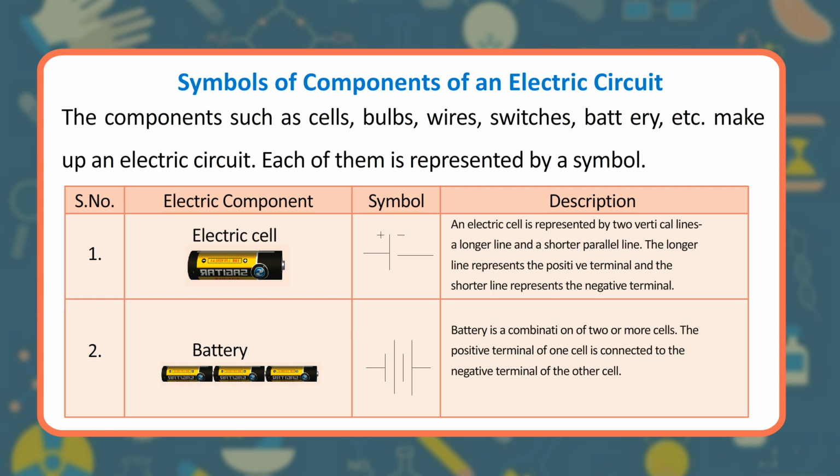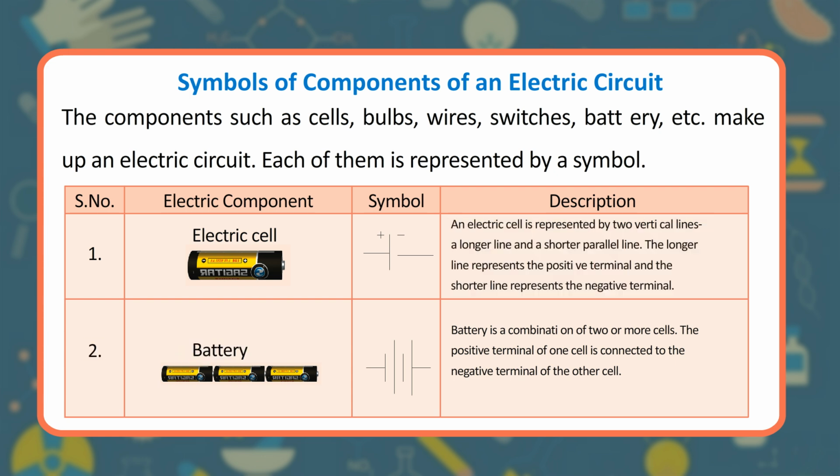The components such as cells, bulbs, wires, switches, battery, etc. make up an electric circuit. Each of them is represented by a symbol. Serial number. Electric component. Symbol. Description. 1. Electric cell. An electric cell is represented by two vertical lines along a line and a shorter parallel line. The longer line represents the positive terminal and the shorter line represents the negative terminal.